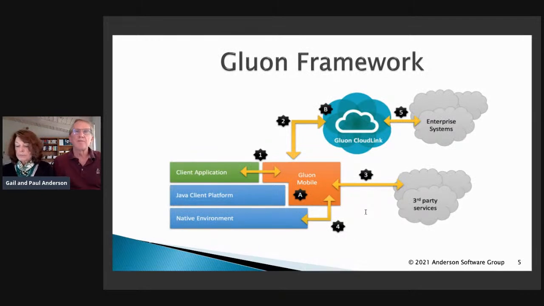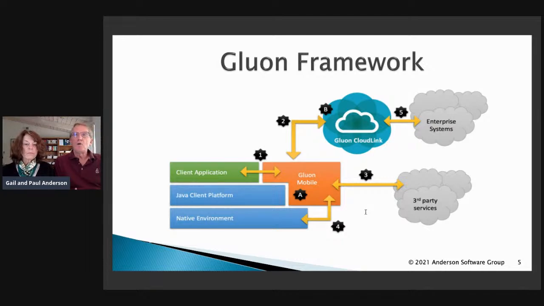Okay, here's a nice top-level big picture of the Gluon framework for you. On the left in the green box, you see your client application. It talks directly to Gluon Mobile for you to use, and it runs on top of the Java client platform. Notice that Gluon Mobile will also talk to the native environment for the devices. So that means that you have direct access to low-level things like the phone and GPS and accelerometers and so forth.